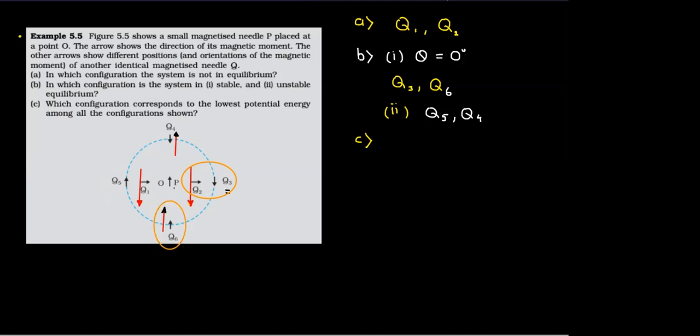Chaitanya, you're saying something? Nothing, sir. I was just saying that it should be these ones. Okay, so out of these two, which one has the least potential energy? Minus of m dot b. Angle is zero, so it is minus of mb. So m is the same, but b is different. Whose b is more, along Q6 or along Q3? Along Q6 is more. So Q6 is the answer.